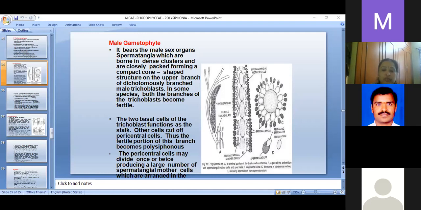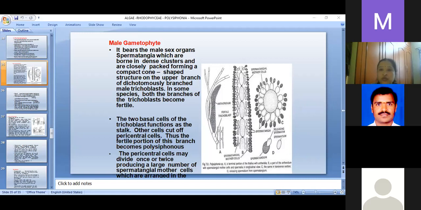This sporangial mother cell divides again, undergoing meiotic division to form 4 haploid spores, called the tetraspores. Each and every tetraspore is liberated by rupture of the sporangial wall and germinates into the gametophytic stage. This is the asexual reproduction, the development of the tetraspore condition.